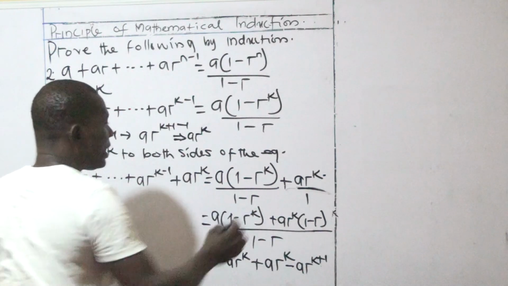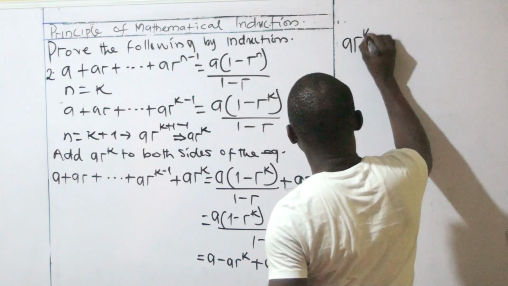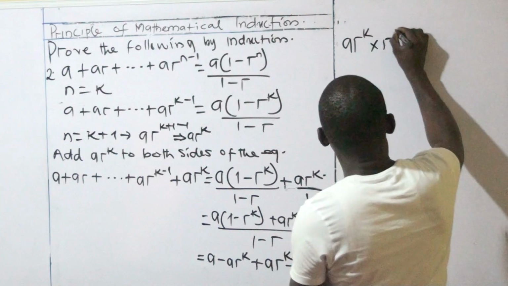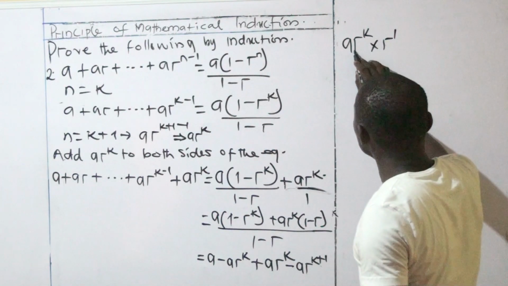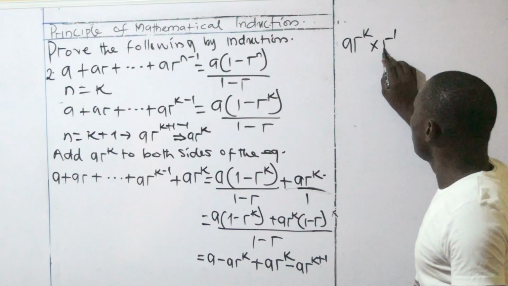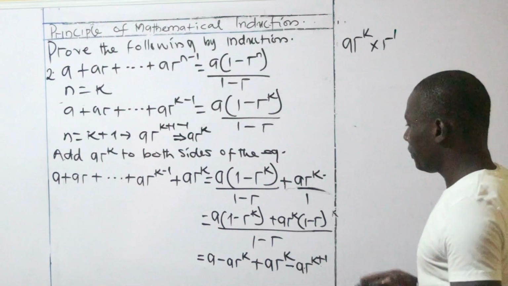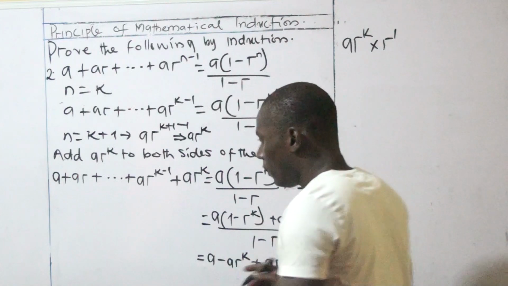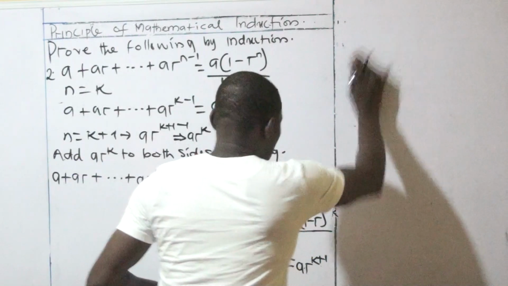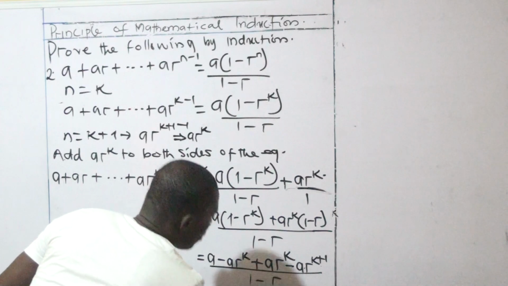So here let me demonstrate. This place is a r raised to power k times r raised to power 1. From indices, this r and this r are the same base, so we need to add the powers. That's why this one becomes r raised to power k plus 1. Okay? I hope we've clearly understood that. You know, everything is over 1 minus r.